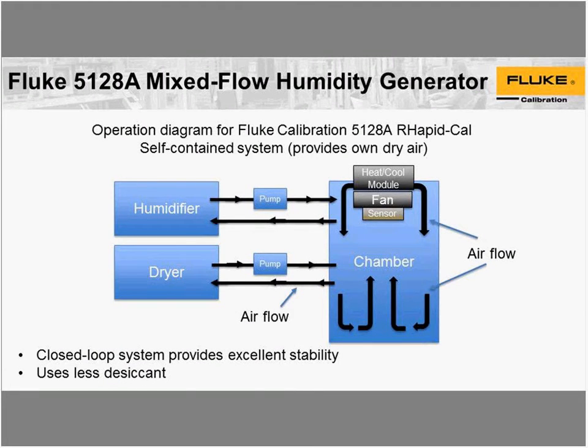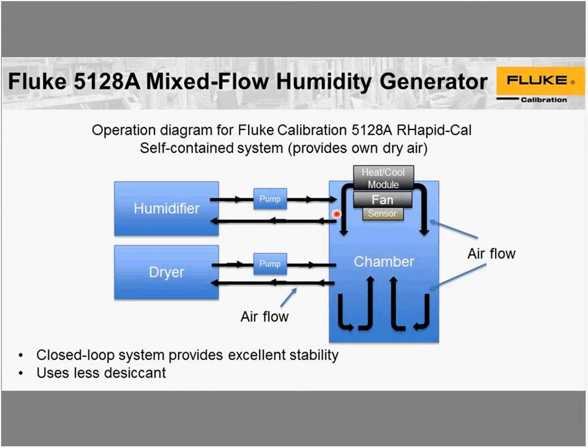This is a circulating and closed loop system. So a supply of dry air coming into it. It has an onboard humidifier and dryer, and air is pumped into the chamber and then brought back out of the chamber and through the humidifier, and then lies on the dry side. Air is circulated into the chamber and back out into the dryer. So this is why it's called a closed loop system.